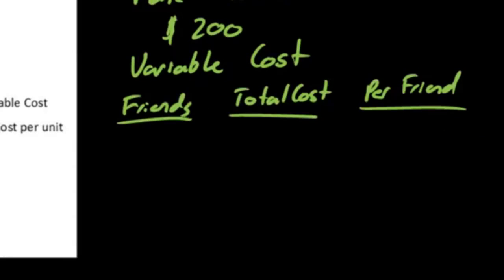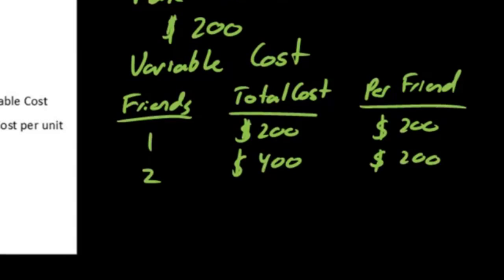Let's say the number of friends we invite, the total cost, and the total per unit or the cost per friend. We've noted all of these things down over here. Okay, if we invite just ourselves, just one person, the total cost is going to be $200. Per friend for us, it is also going to cost us $200. If we invite two people, the total cost is going to increase to 400. But per friend, each of us is only going to pay $200. We each are going to pay $200 for our plane ticket.